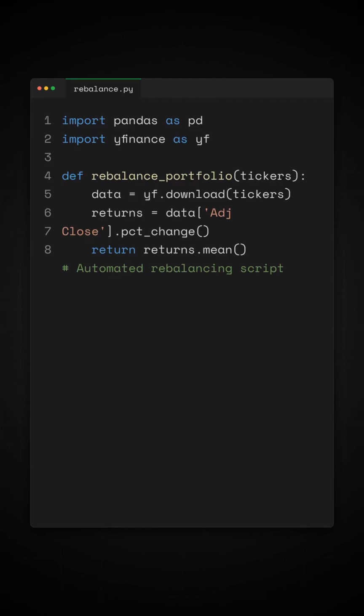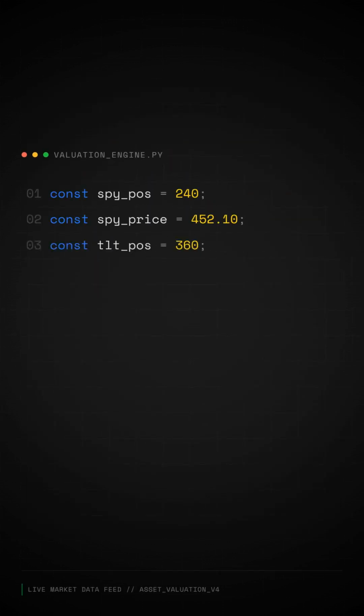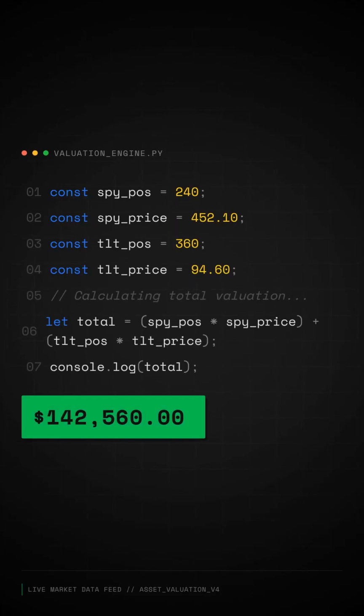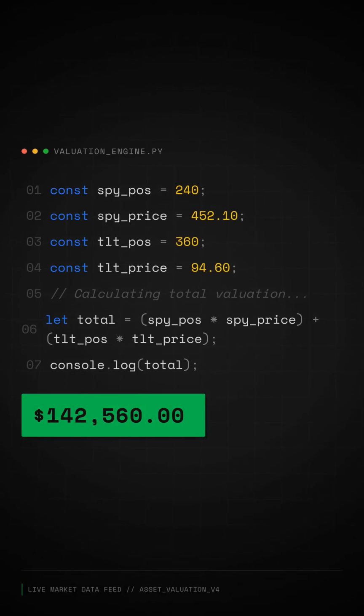First, we load our CSV into a data frame and ping the Yahoo Finance API for the current price of every asset in our list. With the live prices fetched, we calculate the total value of our portfolio. This number, $142,000 in this example, is the anchor for all our subsequent calculations.